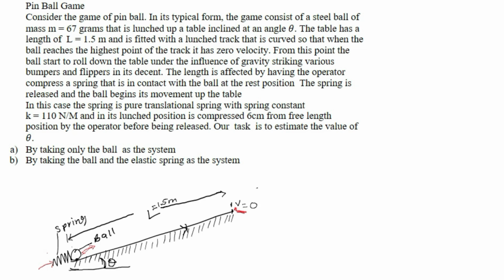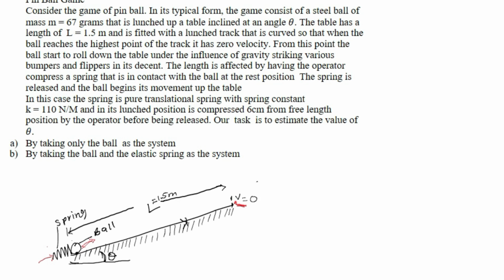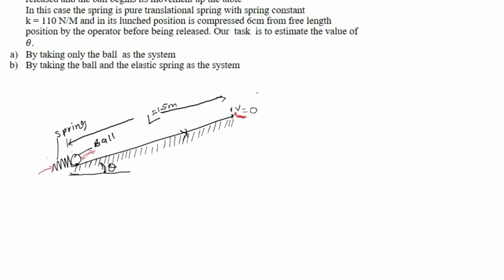So our task now is to estimate the value of theta based on the information we are given: 1, by taking only the ball as the system, and 2, by taking the ball and the elastic spring as the system. Now this is tricky. The value of theta here does not depend on our system. Whether we take the ball as our system or the ball and the spring, the value of theta does not change. So here we are going to find one value for theta.